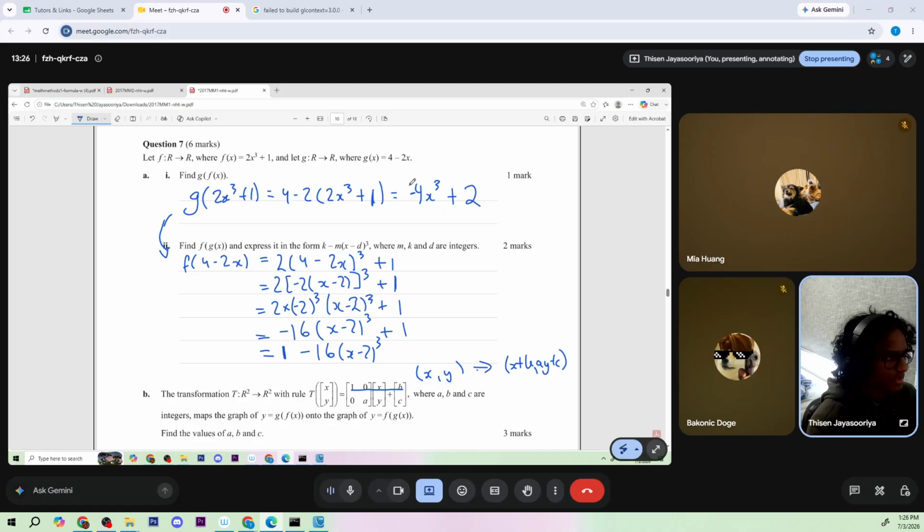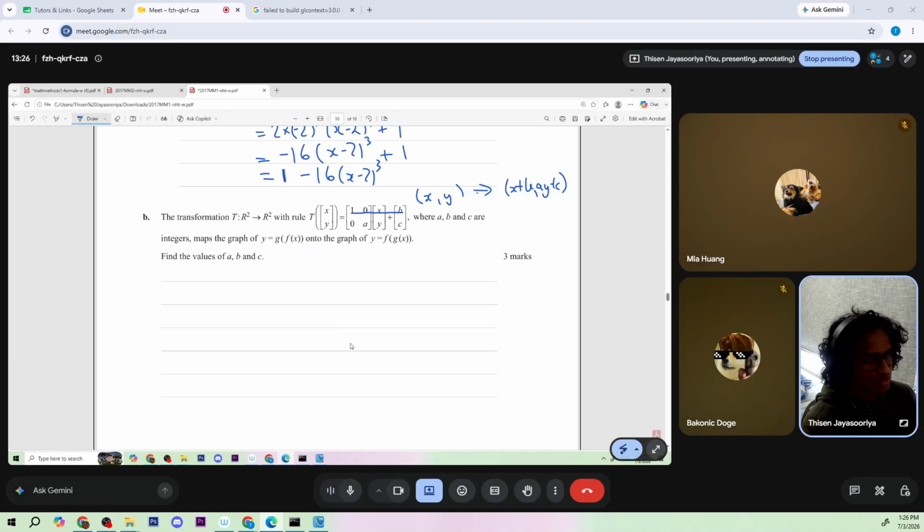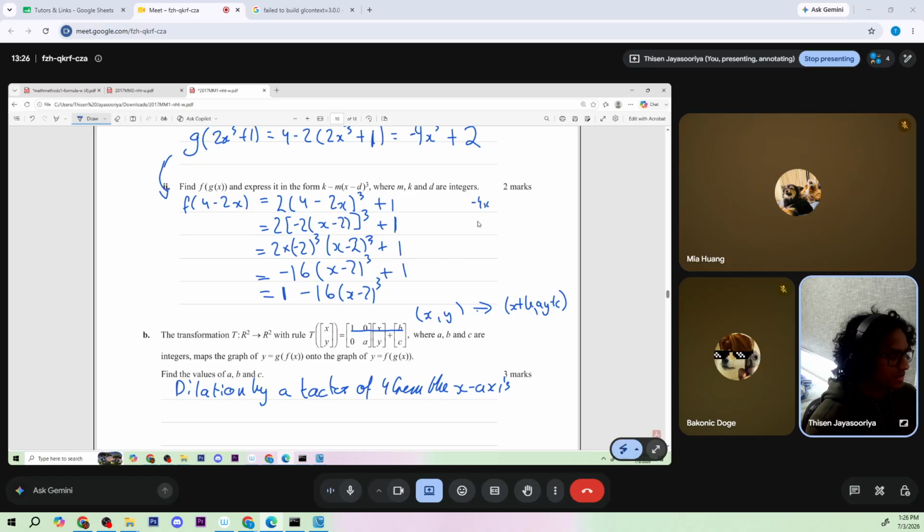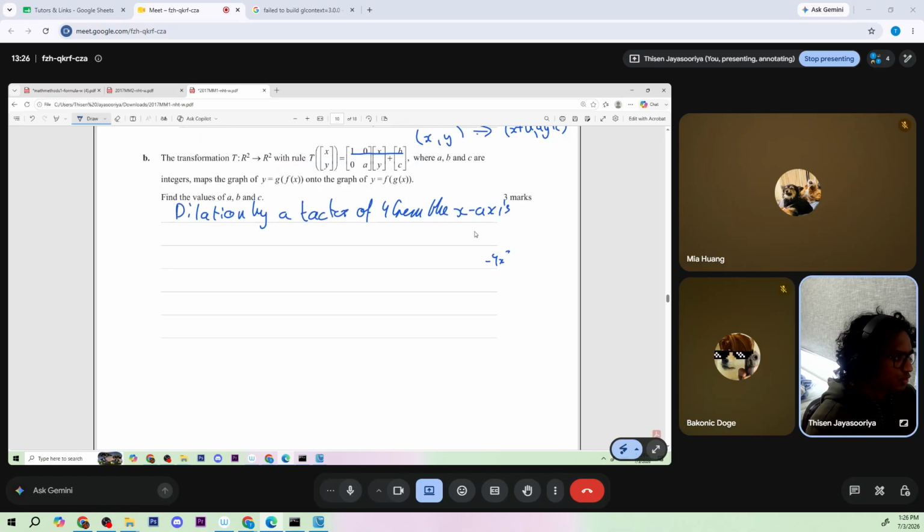So here, let's first look at it. First I have to do a dilation in the horizontal axis. I need to do a dilation because here we have 4, here we have 16. I have to do a dilation by a factor of 4 from the x-axis, yeah? Because that will turn minus 4x cubed plus 2 into minus 16x cubed plus 8, yeah?